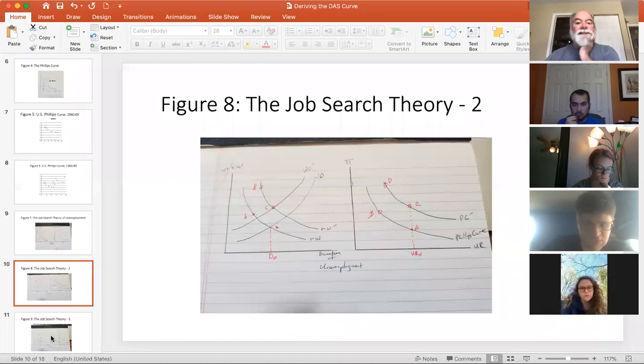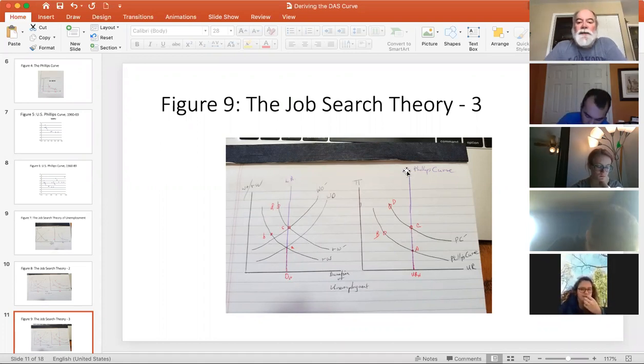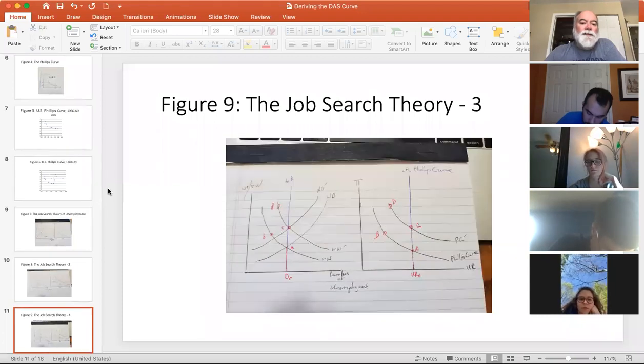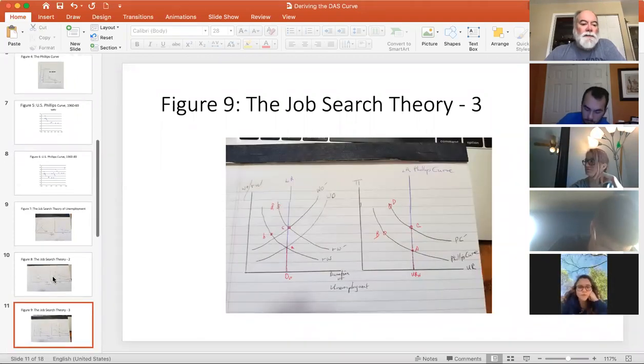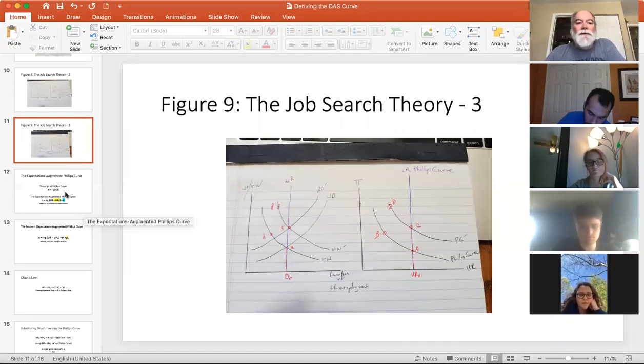Okay, now the punchline. The punchline is, this is what it looks like in the long run. In the long run, you can't get off this vertical average duration of unemployment, and we discover that in the long run, the Phillips curve is vertical. There is no trade-off. Any trade-off only is temporary. Okay, any questions about that? Hearing no questions.